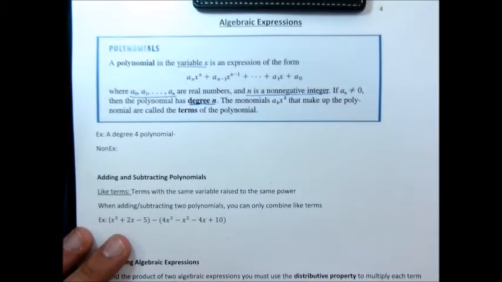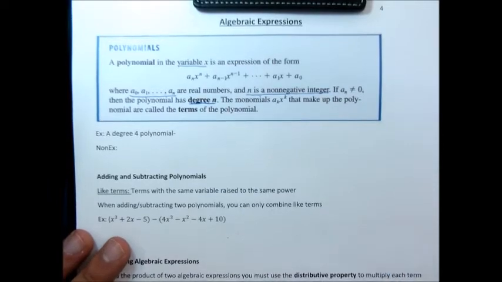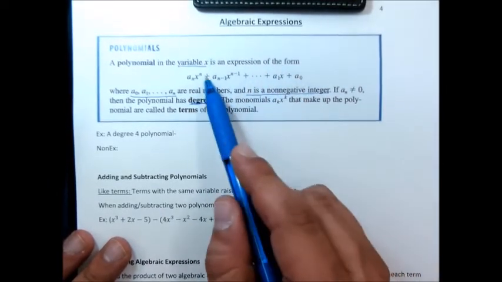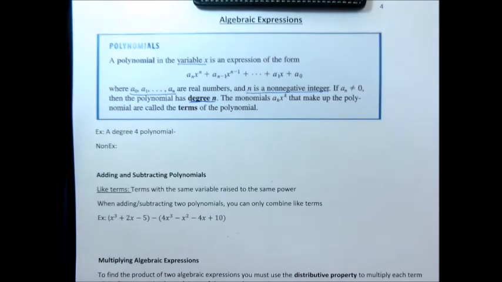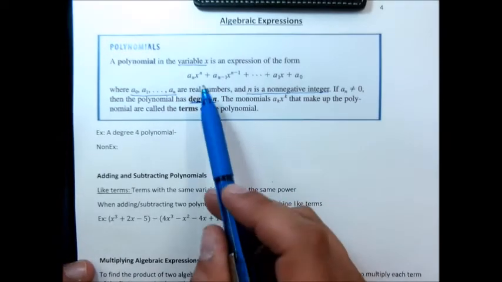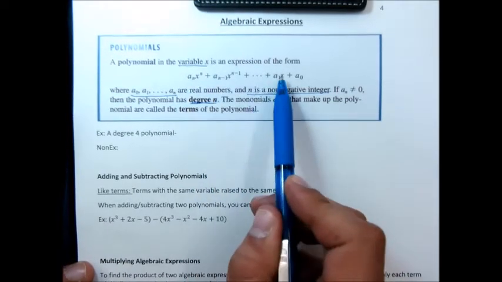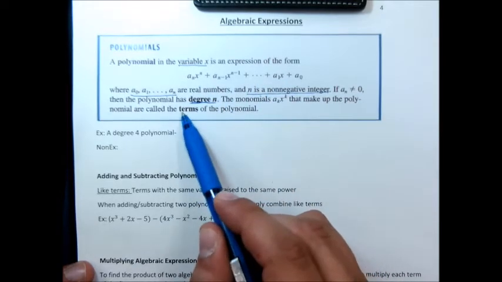So degree means the biggest power. You can see that the biggest power in this expression is going to be n, and so we call that the degree. And then each individual piece, everything between the plus signs, we call a term. Okay?